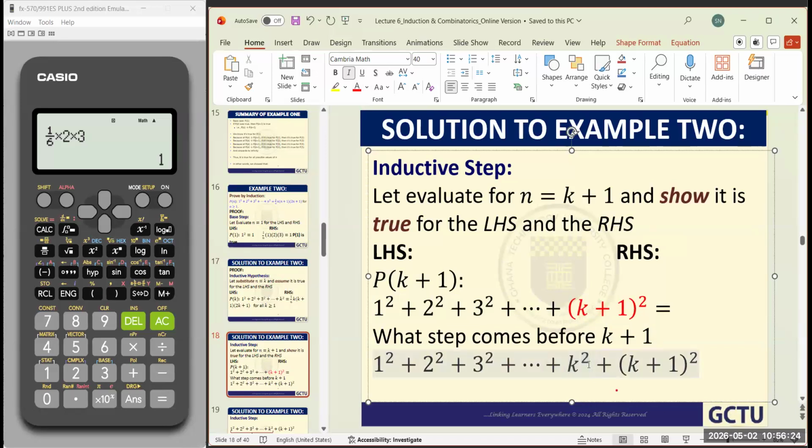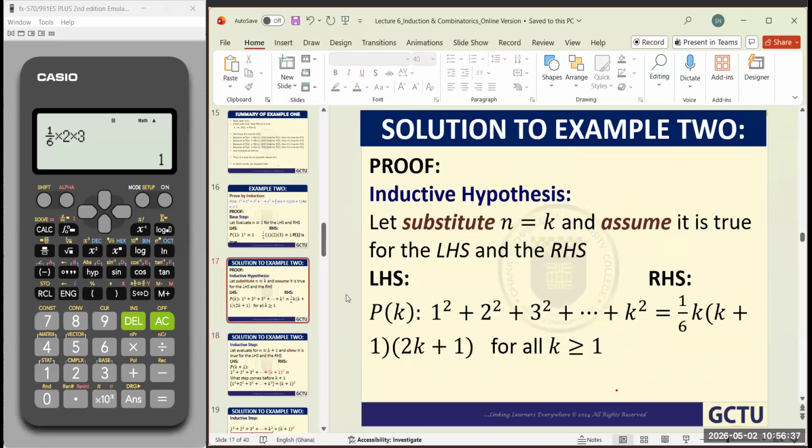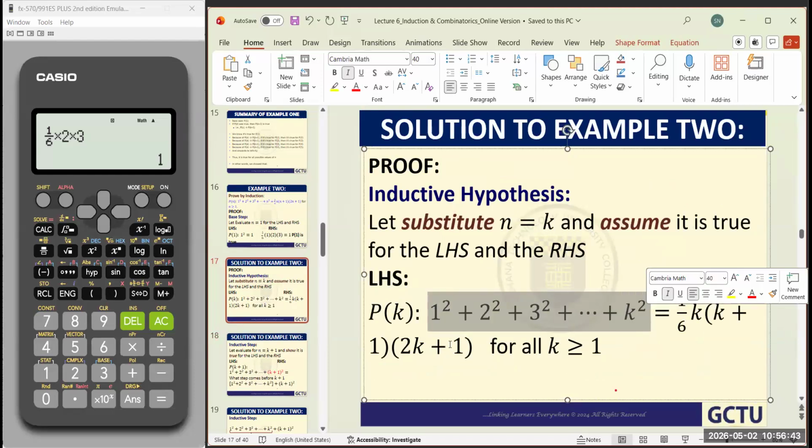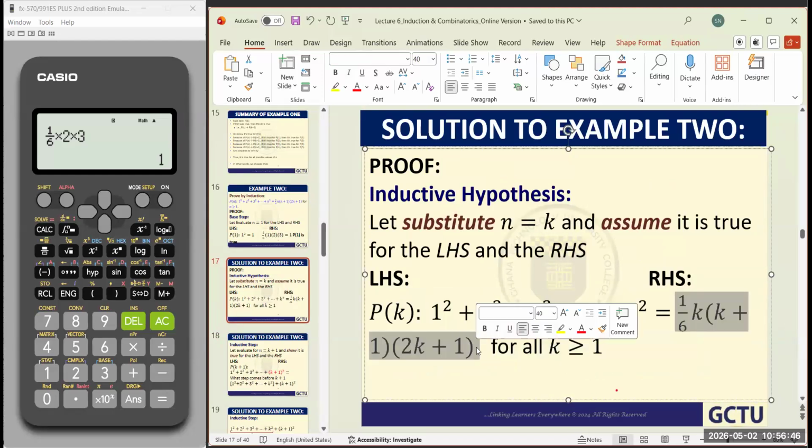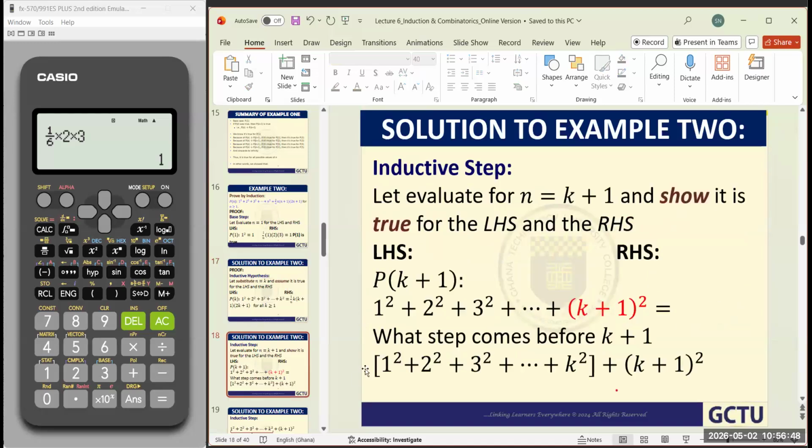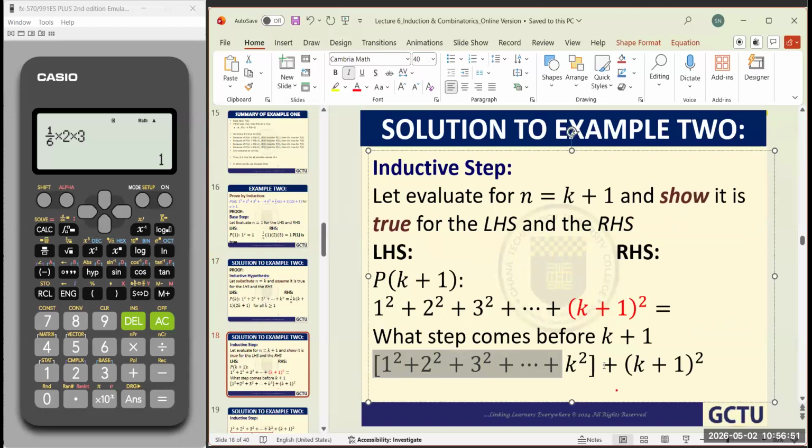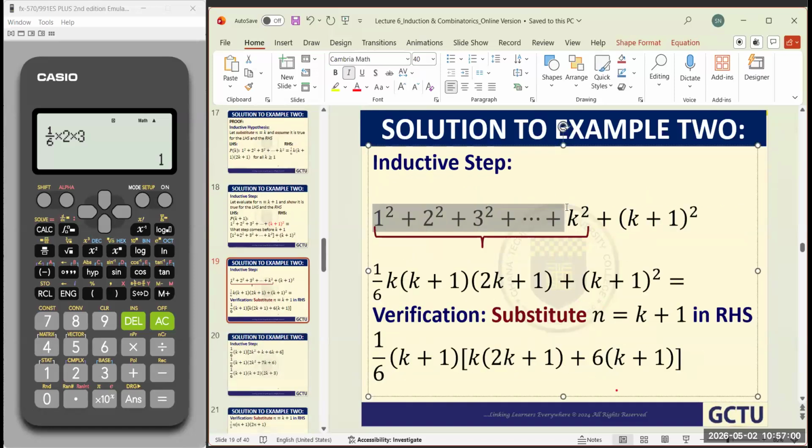It's good to always write this so that when you finally factorize or bring in the formula, everybody understands. So this 1 squared, 2 squared, 3 squared, up to K squared, I am going to borrow the previous formula, 1 over 6, K plus 1, 2K plus 1, to represent that addition. So from here up to here, I'm going to represent this addition as 1 over 6 K, K plus 1, 2K plus 1. And that is what I have done here.